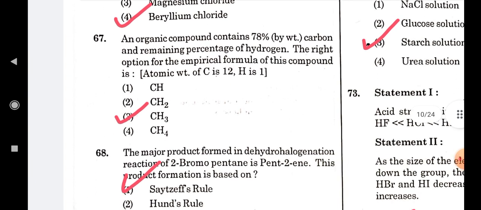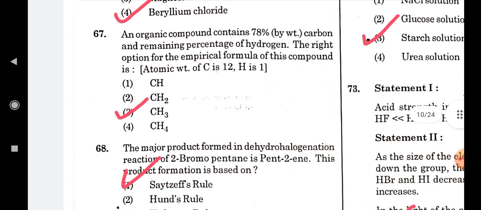Now the next question is that an organic compound has 78% carbon and the remaining percentage is hydrogen. What will be the correct option? These questions are coming from class 11, right? So for 78%, you take 78 gram of carbon, and the rest, 22 gram, is hydrogen. In 78 gram of carbon, how many moles of carbon will be there? 78 by 12 is almost 6.5. So 6.5 to 22, if you make the ratio, it is coming as almost 1:3. So the correct option will be CH3 for carbon and hydrogen.